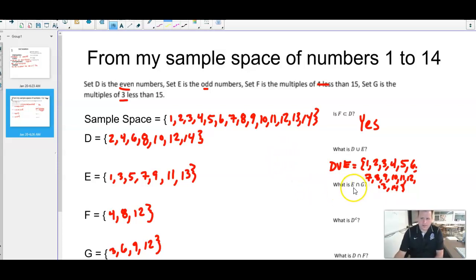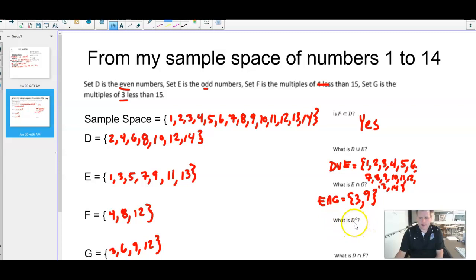Looking at the intersection here, this would be E intersection G. Remember, that's the overlap of E and G, so I need to see what they have in common. They both have a 3, so I'm going to put a 3 there. No 6 up here, so I can't do that. No 5. They both have a 9. And that would be it. So it would just be 3 and 9.